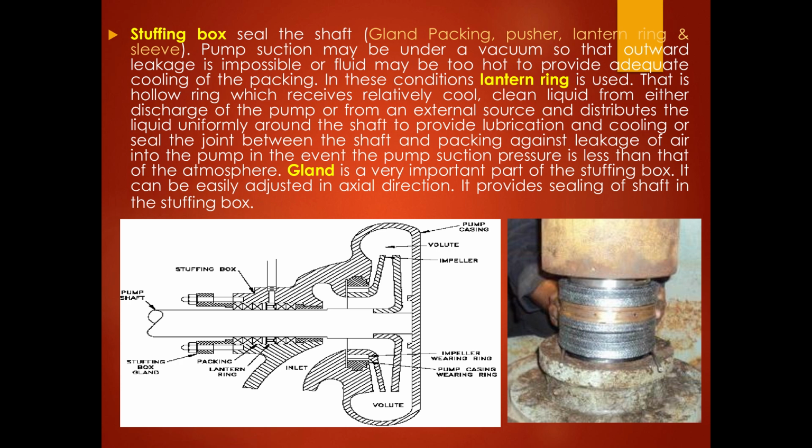Pump suction may be under a vacuum so that outward leakage is impossible, or fluid may be too hot to provide adequate cooling of the packing. In these conditions, a lantern ring is used. That is a hollow ring which receives relatively cool, clean liquid from either the discharge of the pump or from an external source, and distributes the liquid uniformly around the shaft to provide lubrication and cooling, or seal the joint between the shaft and packing against leakage of air into the pump in the event the pump suction pressure is less than that of the atmosphere. Gland is a very important part of the stuffing box.